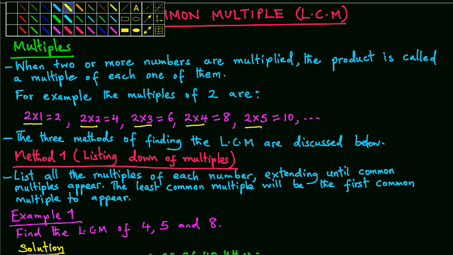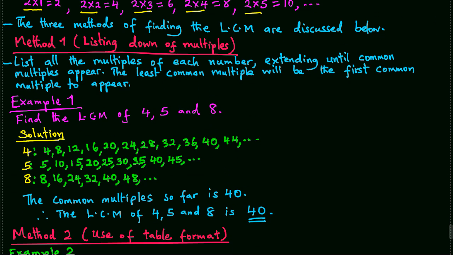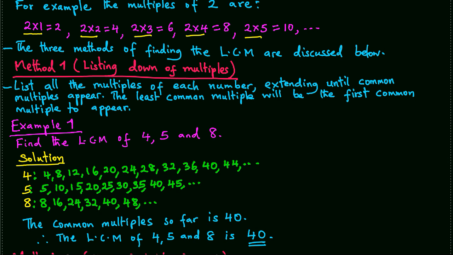And the first method discussed is listing down of these multiples. Now in this method, we list all the multiples of each number, extending until common multiples appear. The least common multiple will be the first common multiple to appear. For example, we are required to find the LCM of 4, 5, and 8.